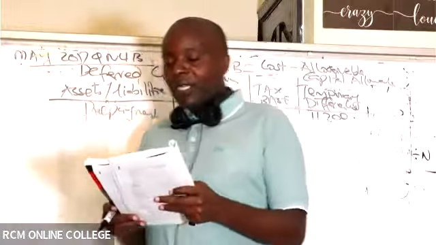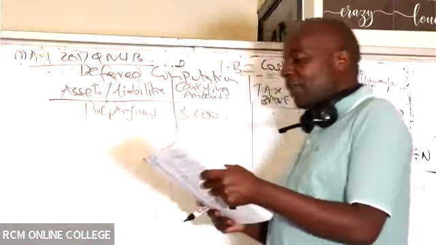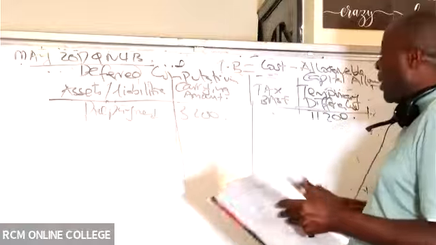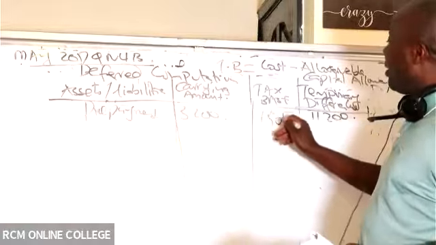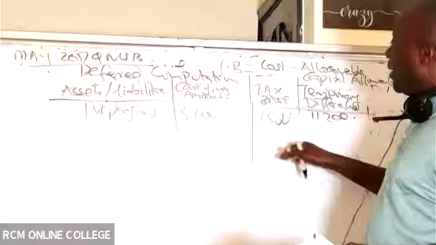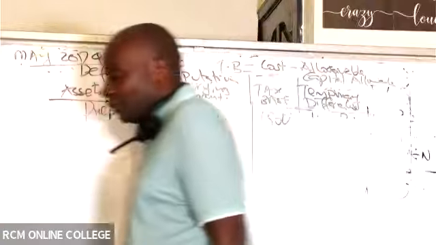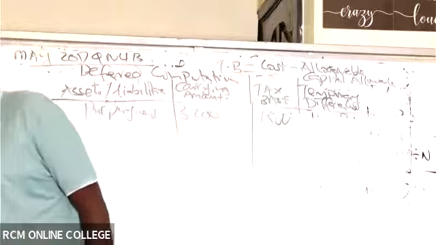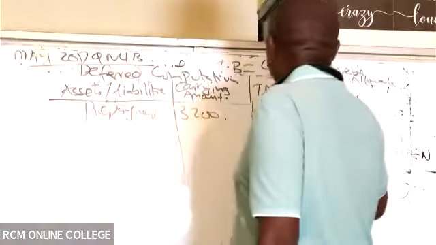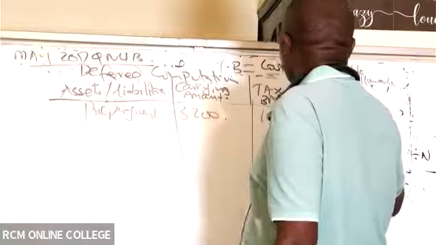So the prepayment, ladies and gentlemen, that we are given in tax base note 1, is 1,500. For the tax base of prepayment, are you able to give me the difference, 3,200 minus 1,500? What do we have? Wanasema 1,700, and it's positive, so taxable.